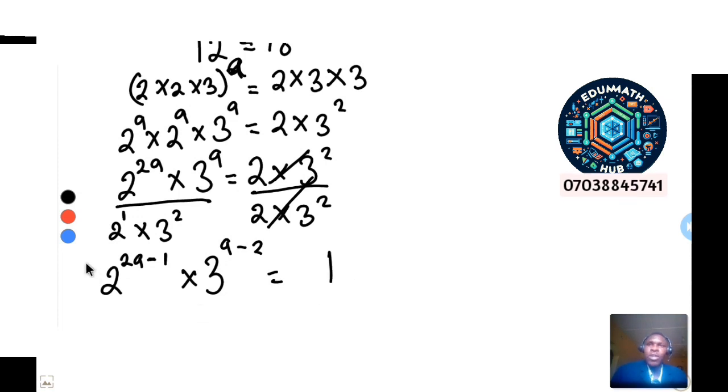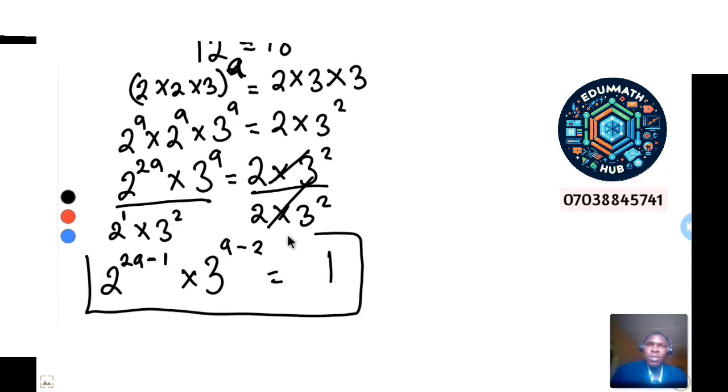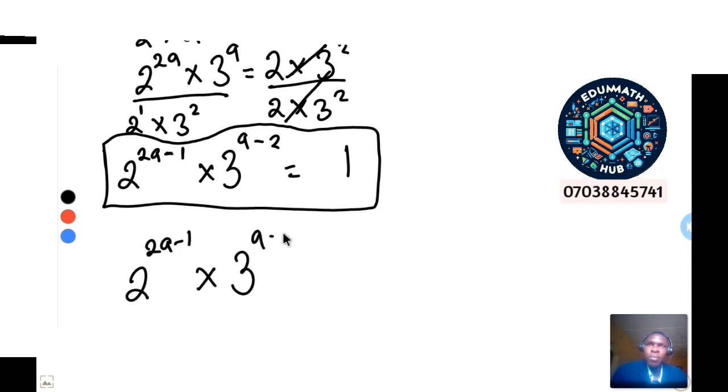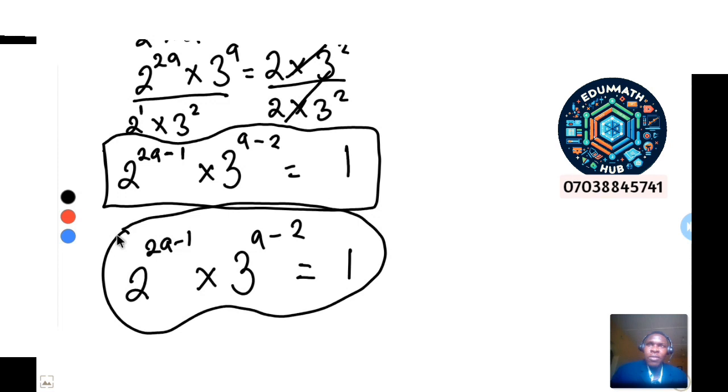Now this value, you just leave it the way it is. Come back to it later. Let me just rewrite it to make it a bit neater. So we have 2 raised to the power 2a minus 1 times 3 raised to the power a minus 2 is equal to 1. So we'll come back to this value later. Let's leave it the way it is.